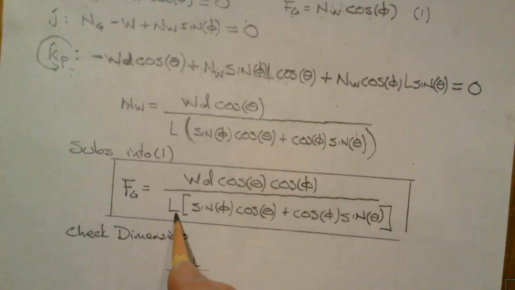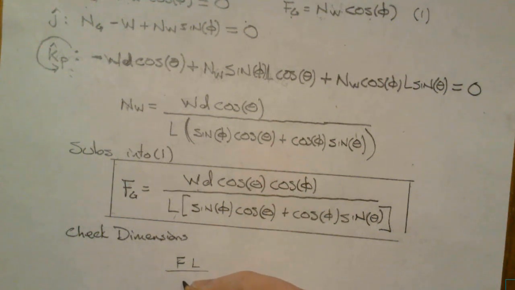Okay, so let's look at the denominator now. What we have here is a length. This length happens to be called L. Maybe I wasn't too fortunate with this notation here, but nonetheless it's a length, right? And then this sine cosine plus cosine sine, again, that's dimensionless. So what we have on the right-hand side is a force times a length divided by a length, which is a force, which is exactly what we want.